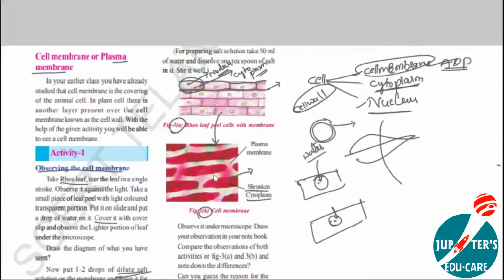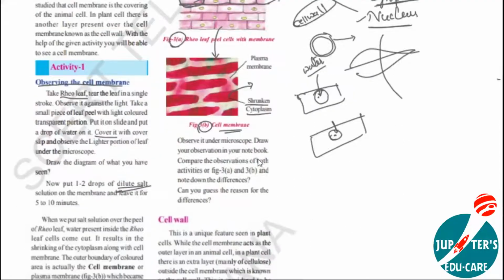We can see clearly wherever the plasma membrane is present. Okay, this is the cell membrane. Okay, these are two activities to identify the cell membrane. In the first one, see here, observe it under the microscope. So when we observe under the microscope, it will be like this, right?